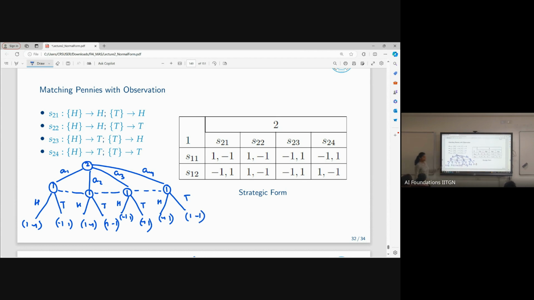Now for this game, what would be the strategy? What would be the information sets? What would be the number of agents? All of that. Try to write it down. And then compare that strategic form that you got with this strategy. Everybody agrees that this game is different from the game for matching pennies with observation. That game looks very different.